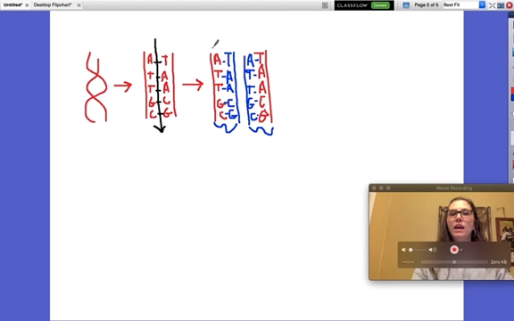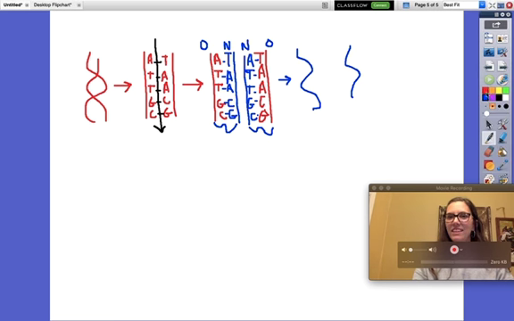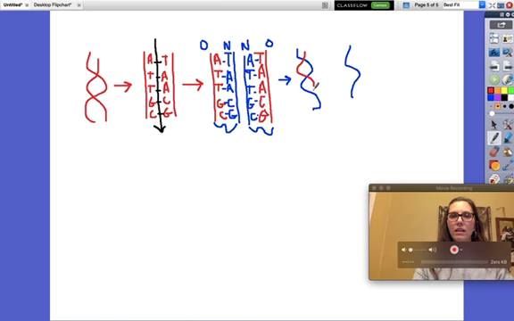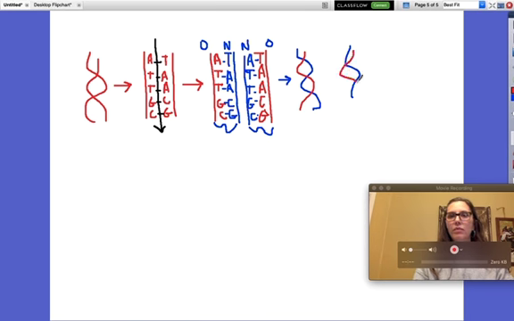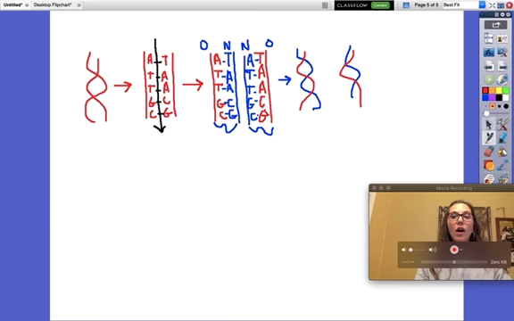And notice each one has an old strand. The red would be an old strand. And then the blue represents new. So each one has an old and a new strand. Then the last step would be that they would twist back into a helix, which is kind of hard to draw. Okay, so something like that.